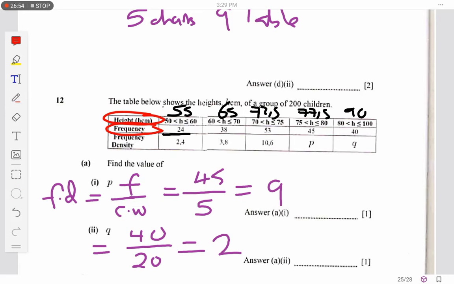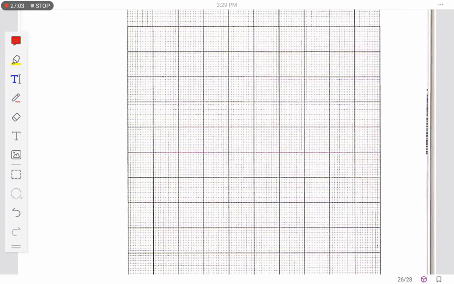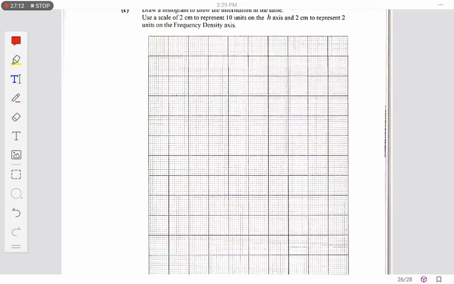Remember, our P is 9 and our Q is 2. Okay, so let's draw. I'm going to have my scale. Let me just draw. So this side I have my frequency density, and at the bottom I have my height. Now I'm going to have my frequency density. The highest is 10, so I can go from 0, 1, 2.